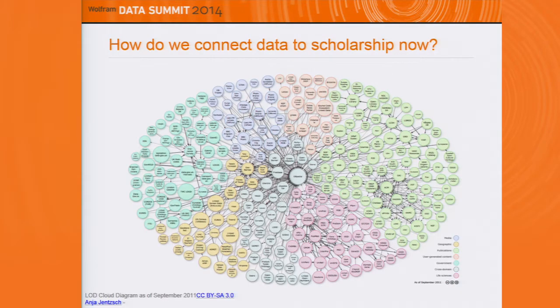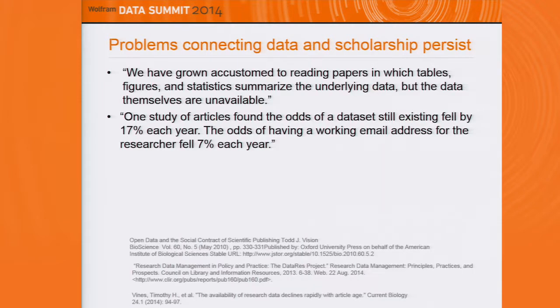Think about what data mapping looks like now. This is the linked open data cloud. It's huge. Data is everywhere. How do we find the right place where data can connect to scholarship? So there are problems with connecting data to scholarship. It's not unusual even for scholars to put their data on a hard drive or put it in a university repository where it isn't really curated. We've heard that word a lot this morning, and it's a very important word in this context. So we've grown accustomed to being able to read papers with figures and statistics, but being able to actually get to the underlying data is quite challenging.